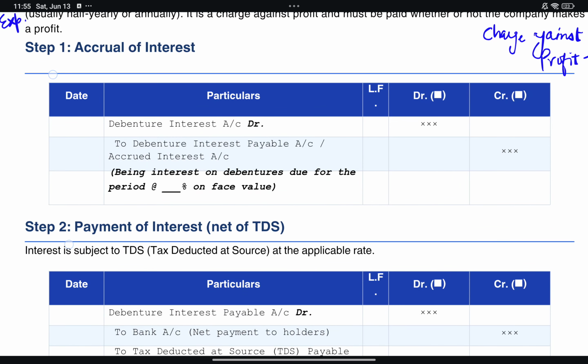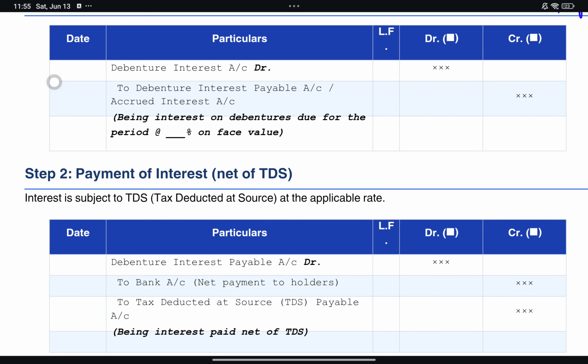First is when interest is due. So we will do the journal entry like: debenture interest account debit. Why am I debiting it? Because it is an expense for the company, and according to the nominal account rule, we have to debit all expenses and losses of a company. So I am debiting it here. Debenture interest account debit to debenture interest payable account or accrued interest. Means that interest has become due, we haven't paid it yet.